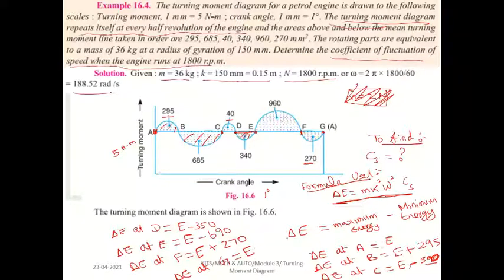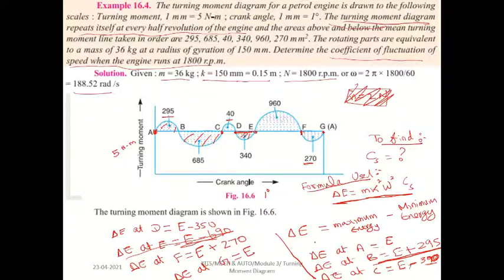Okay, now look at this calculation. Where do we have maximum energy? We have maximum energy at point B, and the value is E plus 295. Where do we have minimum energy? I think we have minimum energy at point E, and the value is E minus 690.